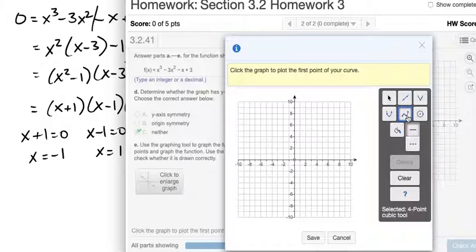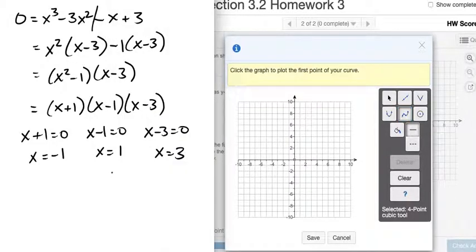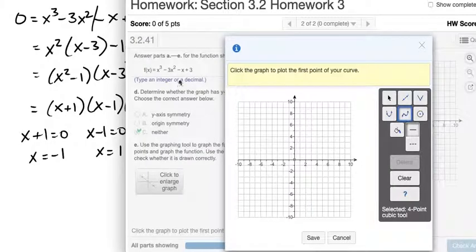Now for this problem, I did end up with 4 points that I already have, so I don't need to find any additional points. I have my 3 x-intercepts at -1, 1, and 3, and I have my y-intercept at +3. So I'm going to go ahead and plot all of those. Y-intercept at +3, x-intercepts at -1, 1, and the third one was at +3. So I'm going to click on that. Once I get the 4 points, it's going to put the graph in.